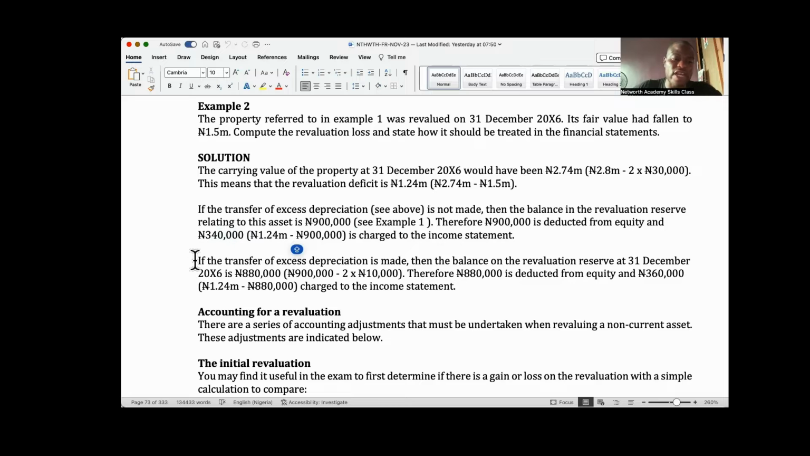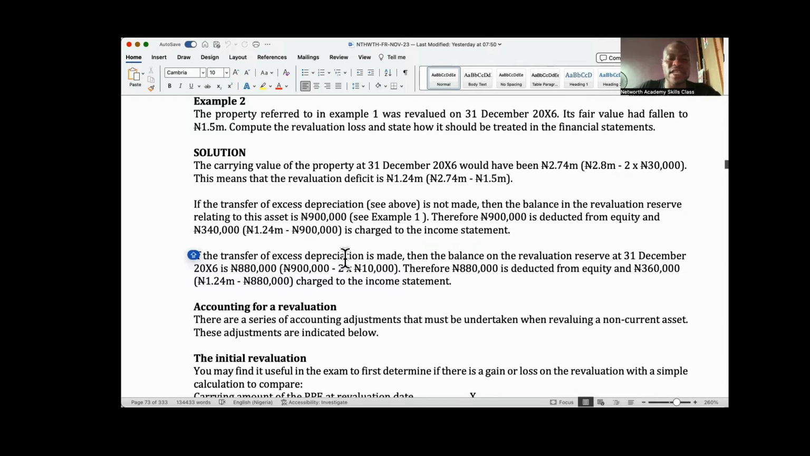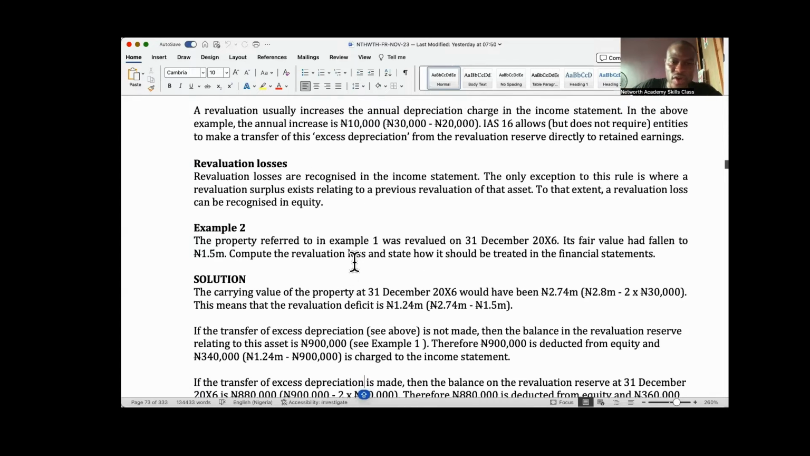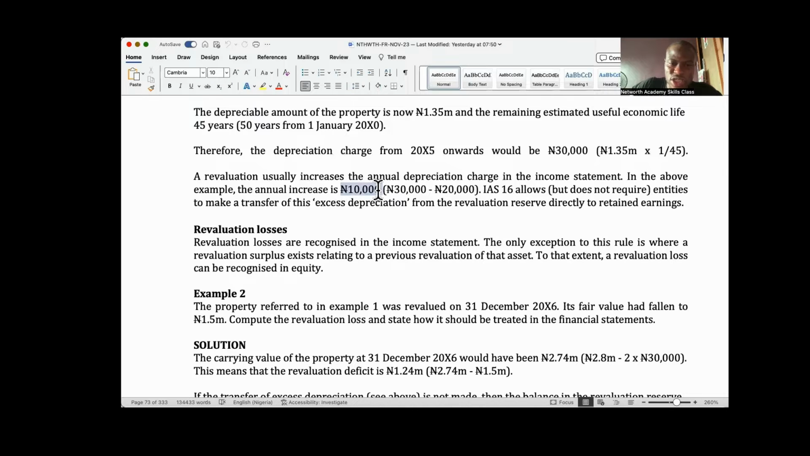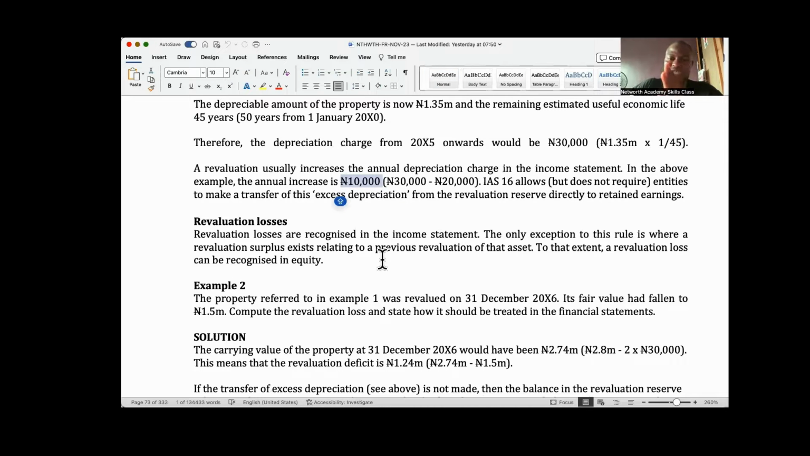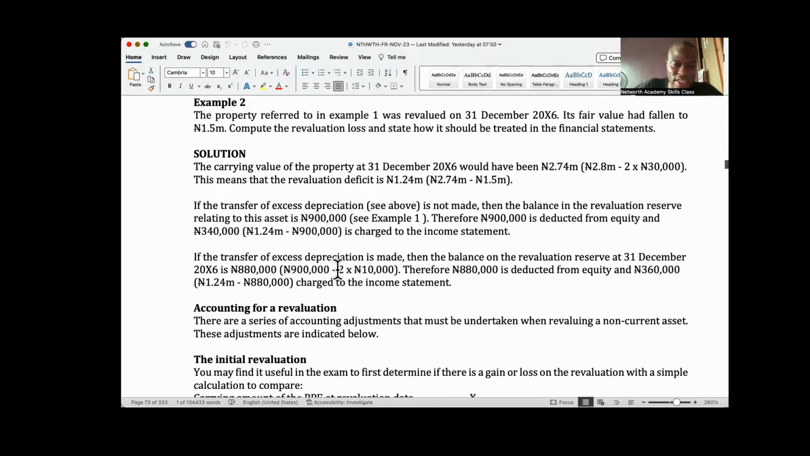However, if the examiner has actually told us that they were transferring excess depreciation, that is where they transfer from revaluation reserve to retained earnings. That means, don't forget, we got our excess depreciation here to be 10,000 from 1st of January 2005. That means they will have transferred that 10,000 two times, which is 2005 and 2006.